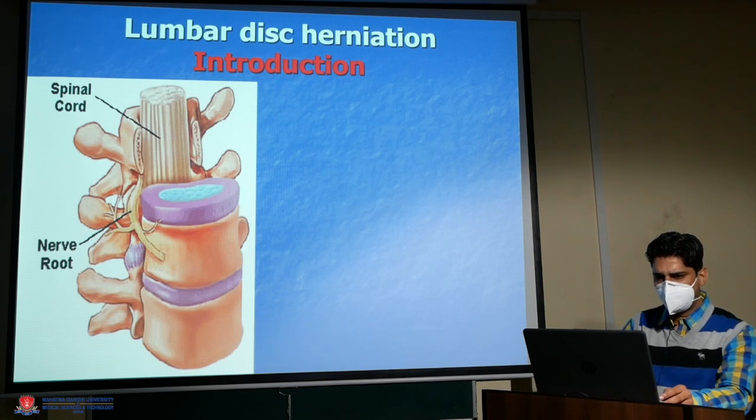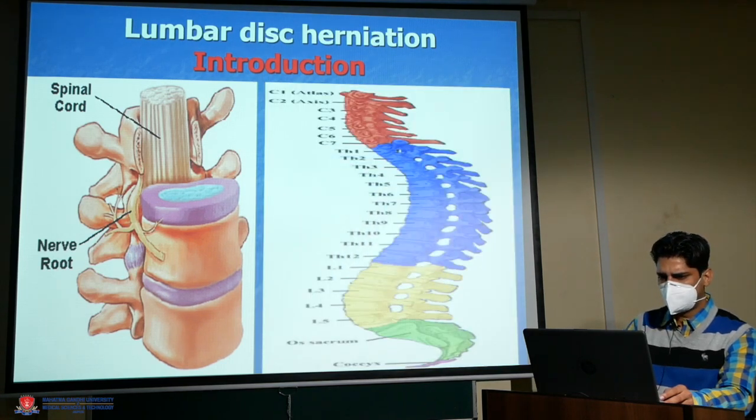Now this is the lumbar spinal canal showing the vertebral bodies and disc. This is the spinal cord, or you can say dura, and the nerve root in the lumbar area. This is the whole of the spinal cord in the vertebral column from the cervical to the lumbar area.